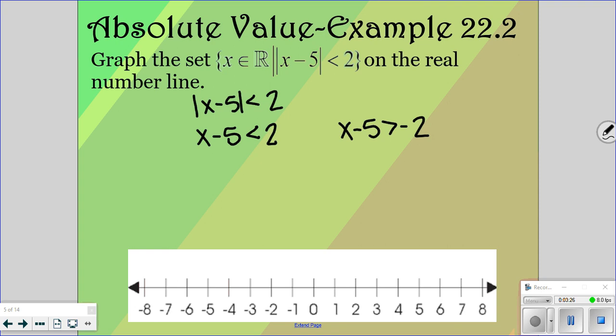And now on these we have to simplify it a little bit. So add 5, so x is less than 7, and add 5 again, x is greater than positive 3. So again, we're going to have open circles at 3 and 7 because we don't have or equal to. And it's less than 7, so that's going this direction. And it's greater than 3, so that's going this way. So that's what your graph should look like.